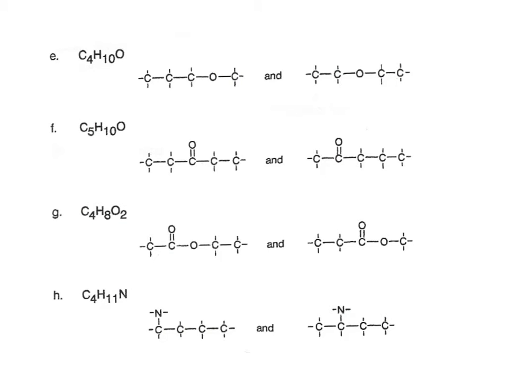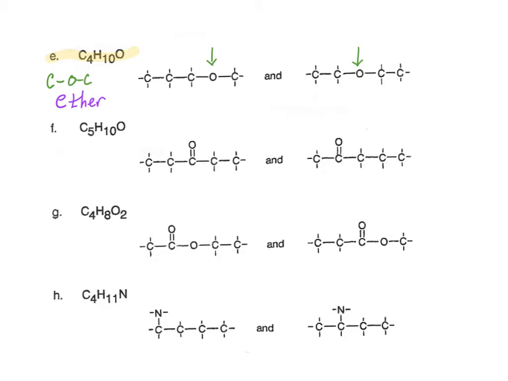Let's try letter E, which is C4H10O. Since they both have the same formula, there's a possibility that they are isomers. Remember, they could still be the same, but we're going to check for isomers. Now let's see what class of compound we have. We see here that we have a carbon-oxygen-carbon and another carbon-oxygen-carbon on the other one. So they're both the same, but what class of compound are they? Hopefully you got that these are both ethers.